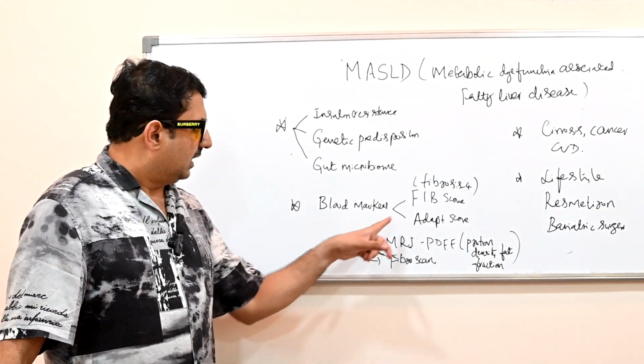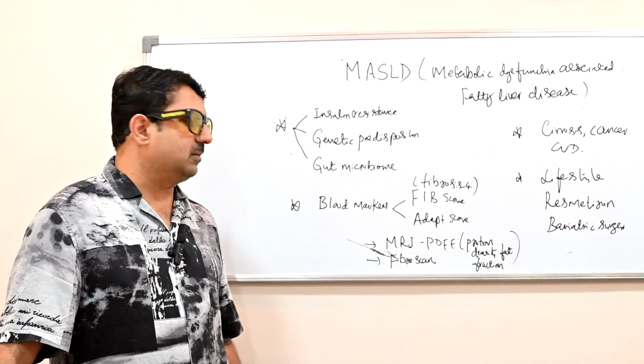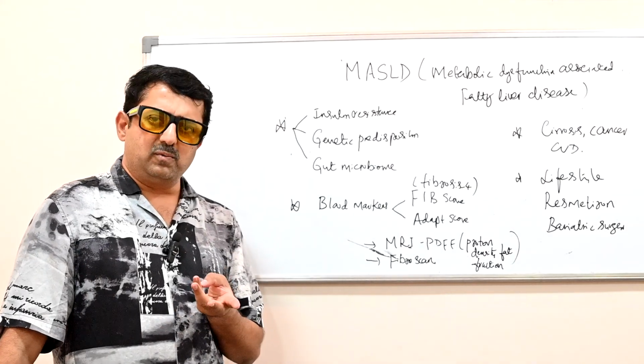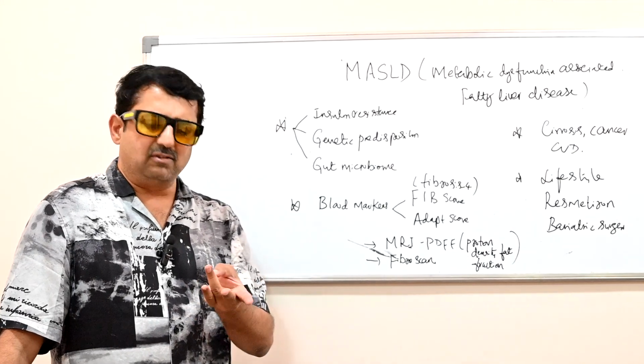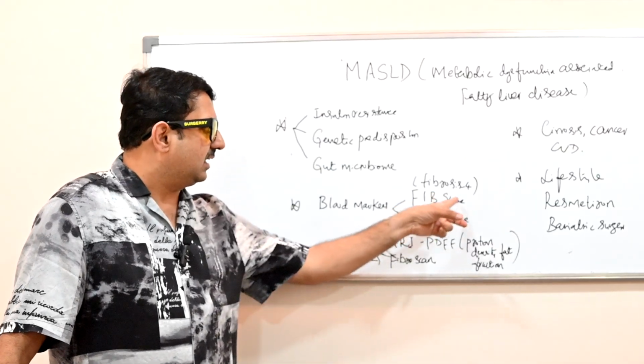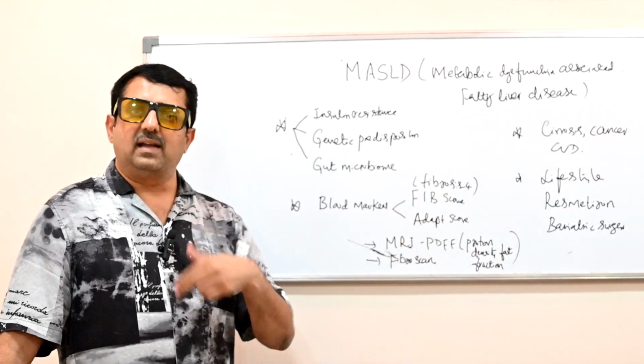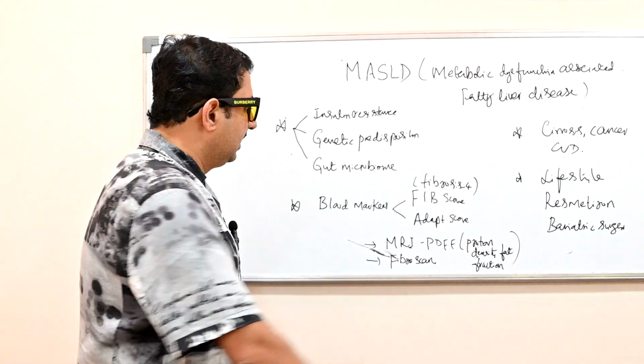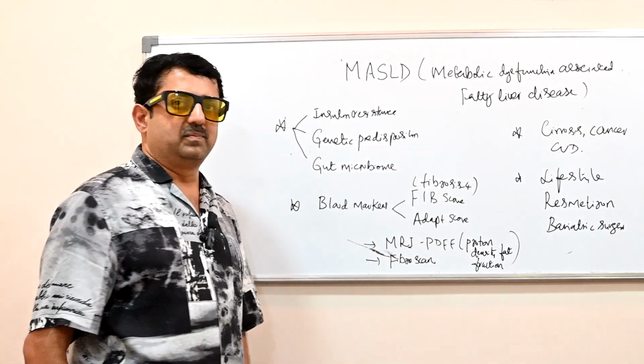One is a simple FIB-4 score. If you know your platelet count and your liver enzymes, AST and ALT, from your blood report, there is a formula through which you can calculate a FIB-4 score. And in advanced liver diseases, you can go for an ADAPT score.